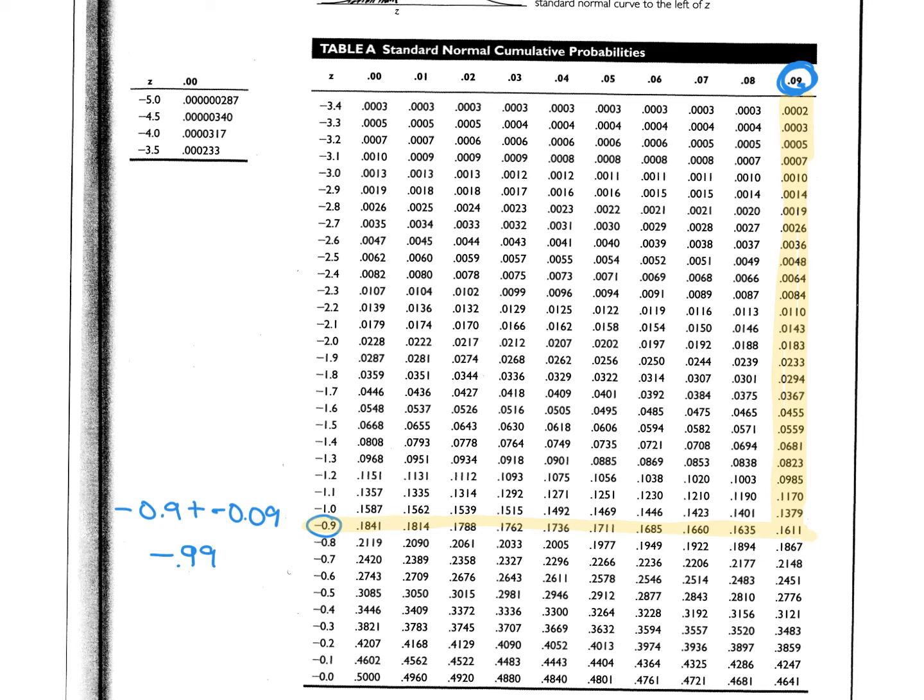Okay, that cumulative area to the left is 0.1611. So the cumulative area to the left of a z-score of negative 0.99 is 0.1611.